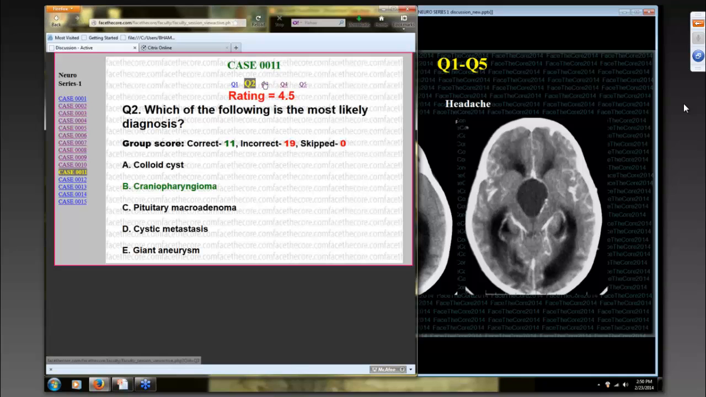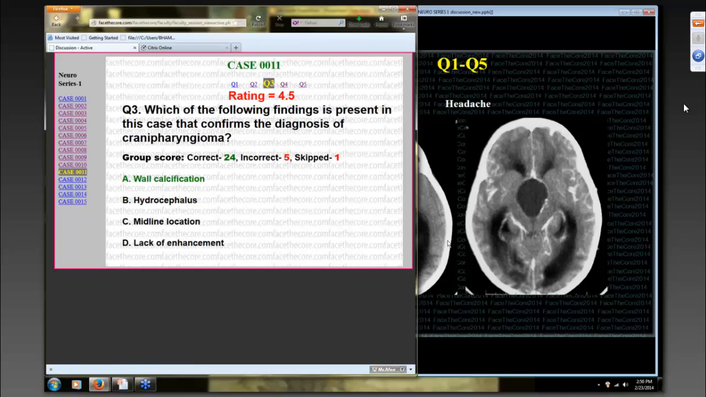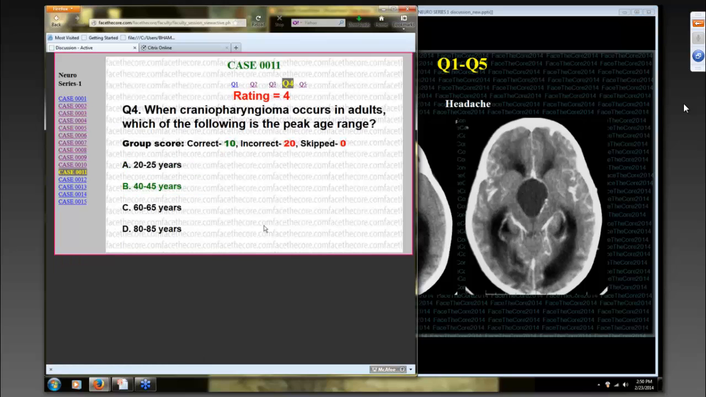So the likely possibility in this patient of this suprasellar cystic mass with calcification in a young patient is a craniopharyngioma. And as I said, wall calcification is very important, and that is diagnostic together with the age of presentation. And going on to question number 4, we talked about the bimodal presentation of the craniopharyngioma. The other age group involved is around the 40s. 40 to 45 is the second peak that happens in craniopharyngioma, other than 5 to 15, which is much more frequent than the 40 to 45.